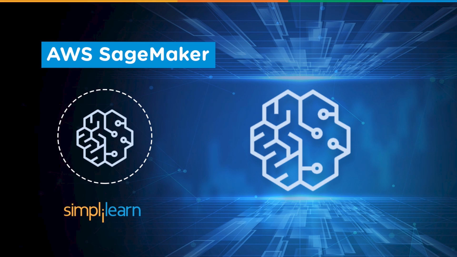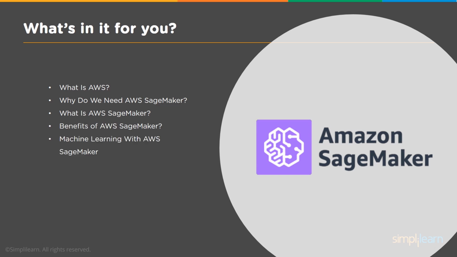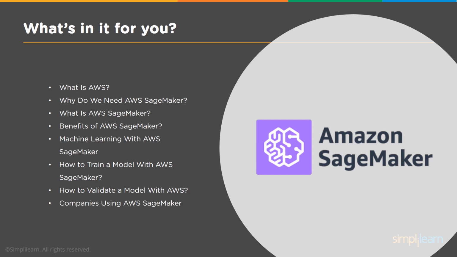Let's look into what we have in our today's session. So what's in it for you? We would be covering what is AWS, why do we need AWS SageMaker, what are AWS SageMaker services, what are the benefits of using AWS SageMaker, machine learning with AWS SageMaker, how to train a model with AWS SageMaker, how to validate a model with AWS, and the companies that are using AWS SageMaker. Along with that, we will be covering one live demo on the AWS platform.